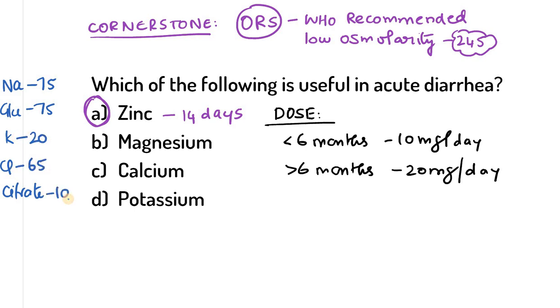Citrate, it is 10. So altogether, it makes up 245 milliosmoles per liter, which is what you need to remember about. Now, one more quick question.